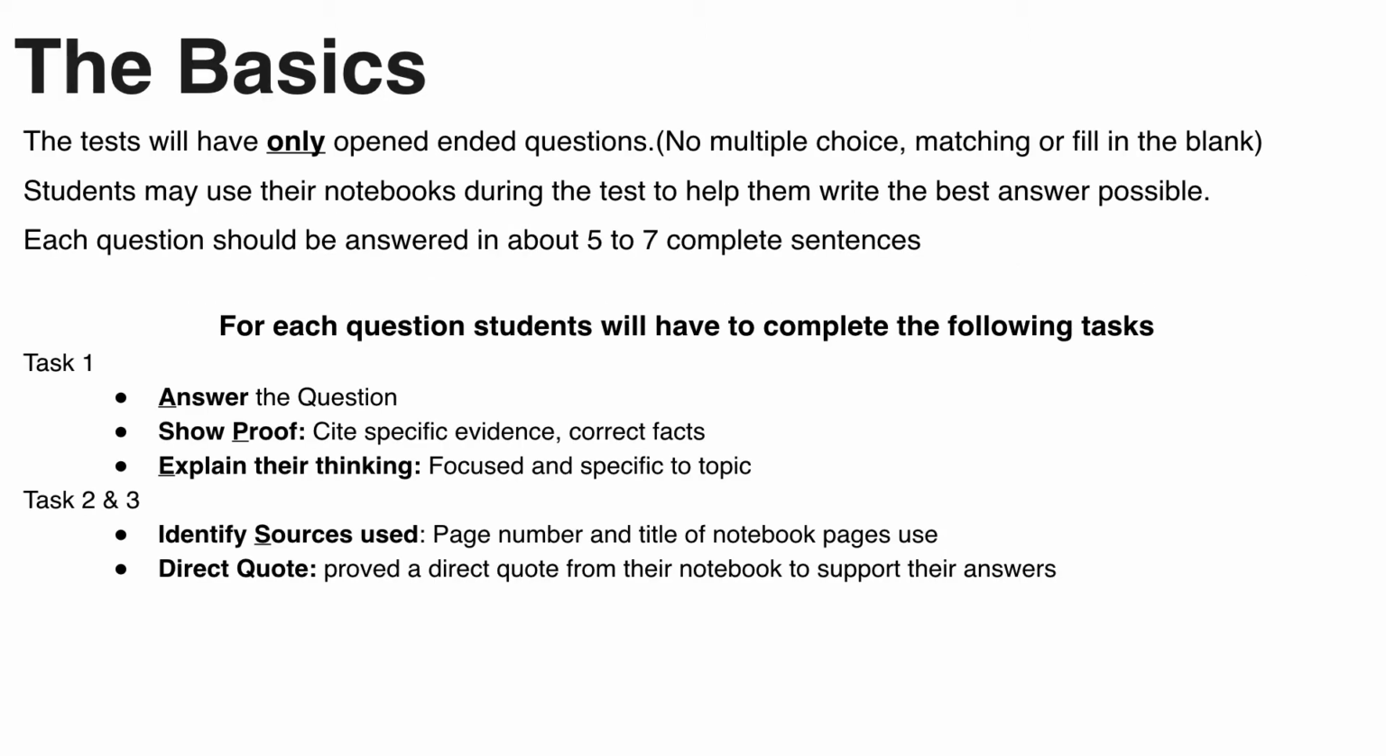So the basics that you need to know is that it's only open-ended questions. There's not going to be multiple choice or fill in the blank or matching like there has been in the past. You can still use your notebook to help you write your answers, and you're going to have to answer in at least 5 to 7 sentences. And you're going to be using the APE strategy that we learned when we did the Women in Ancient Civilizations Think and Write, where you answer the question, show your proof, and then explain your thinking. And that'll be in the first task.